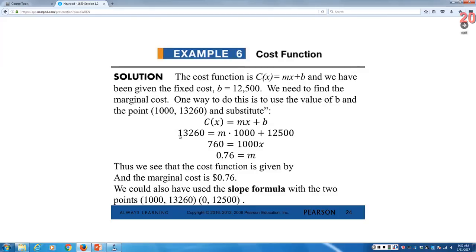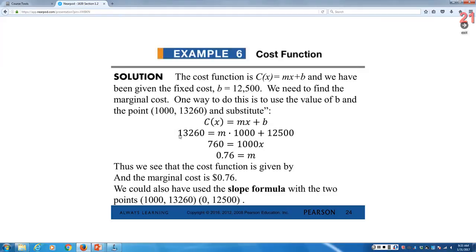And in order to find m, you could also, incidentally, rather than doing it this way, you've got 2 points here, 0, 12,500, and 1,000, 13,260. So you could have taken those 2 points and used your slope formula just as well and come up with the same slope because you're given 2 points.